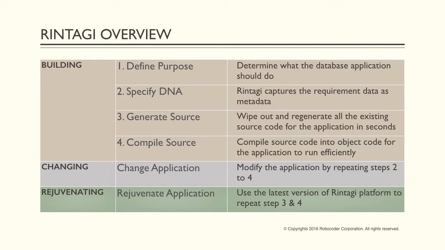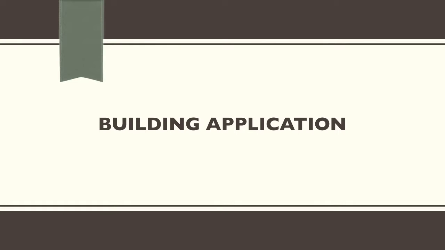With this DNA, Rintagi would be able to wipe out and regenerate all the existing source code for the application in seconds. Source code needs to be compiled into object code in order for the application to run efficiently. To make any changes, just modify the DNA and regenerate the source code. Last but not least, Rintagi is being updated weekly, if not daily. The latest version of Rintagi can be used to regenerate source code with the latest technology.